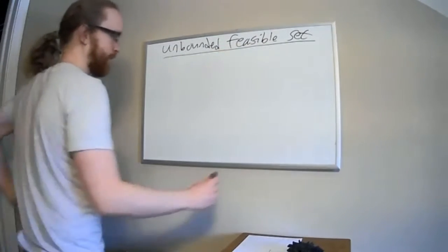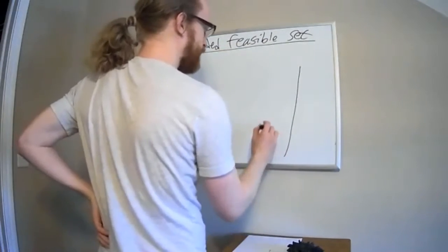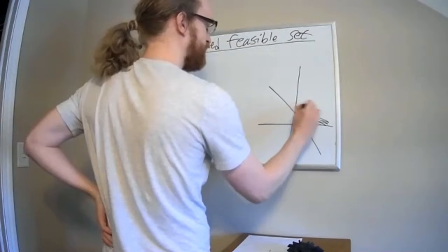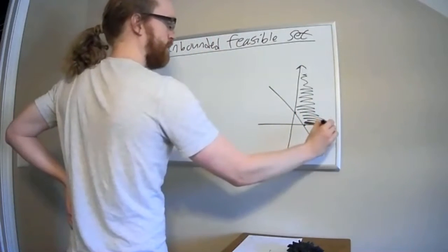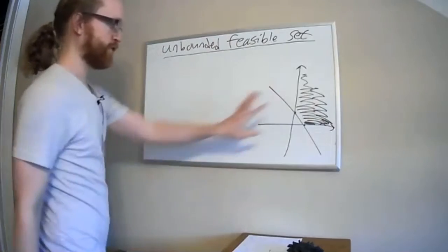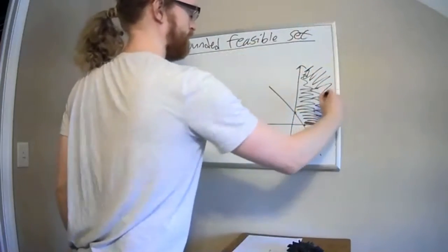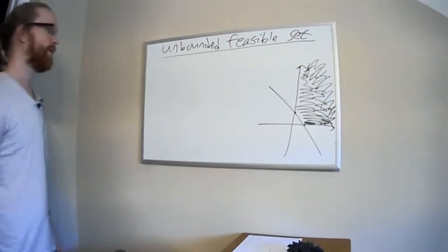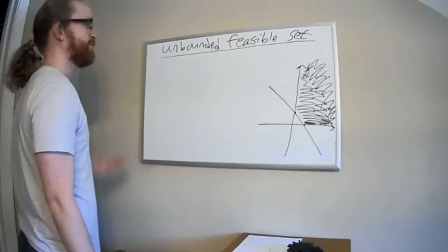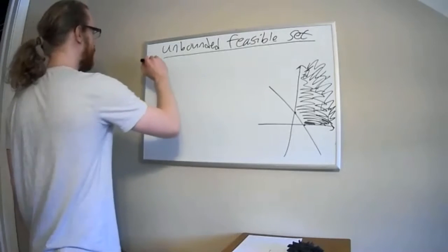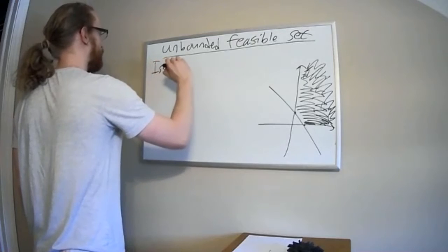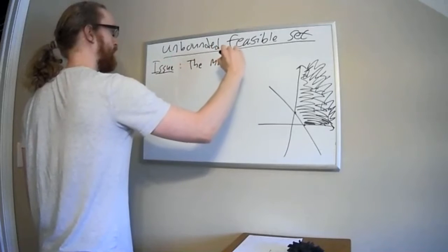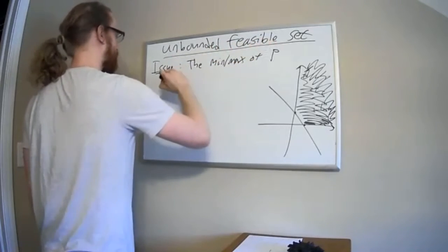So again, what does that look like? An unbounded feasible set means that your feasible set does not make a closed shape. So maybe, if the shaded part is your feasible set, it does something like this, right? It doesn't close off ever, it just goes off forever. That would be something unbounded. It does not make a closed shape. So what do we do in this situation? Why is this situation bad? The problem, here's our issue, is that the minimum or max of the objective function P may not exist.